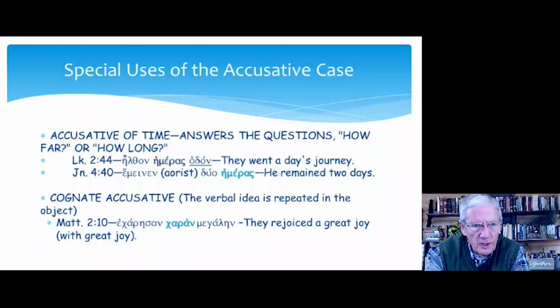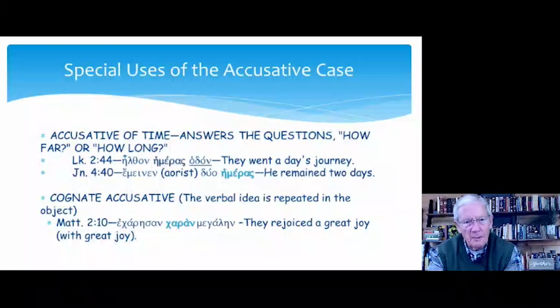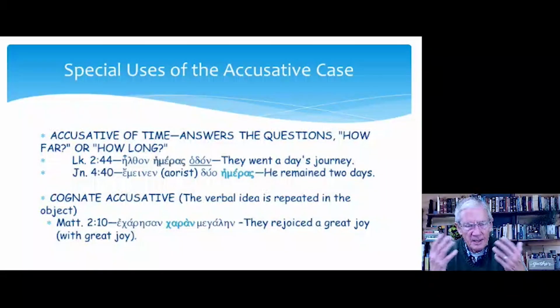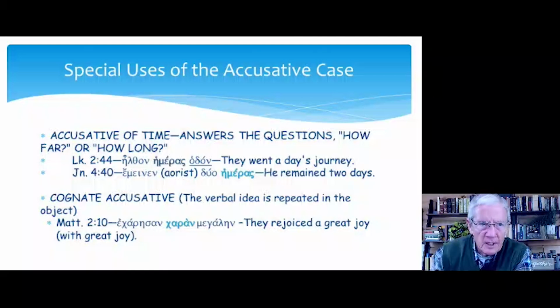And John 4:40, emeinen, he remained duo hēmeras, two days. So the duo there emphasizes just that it's two, but it indicates how long. This was the duration of his remaining.